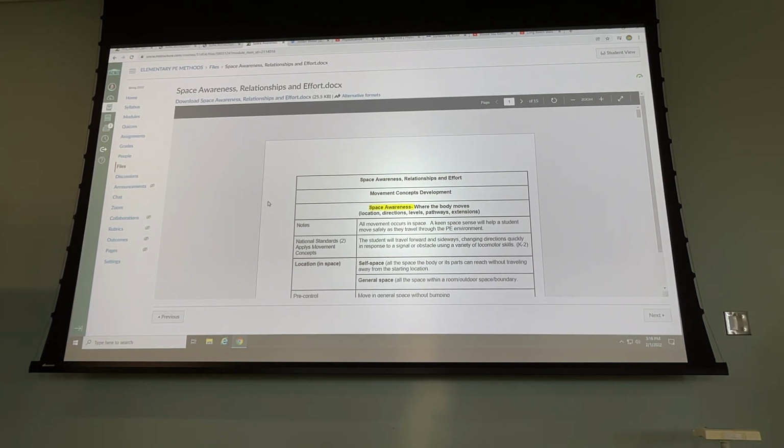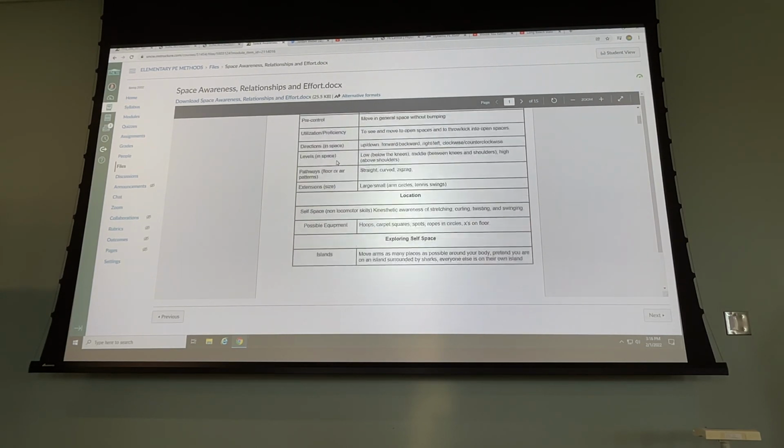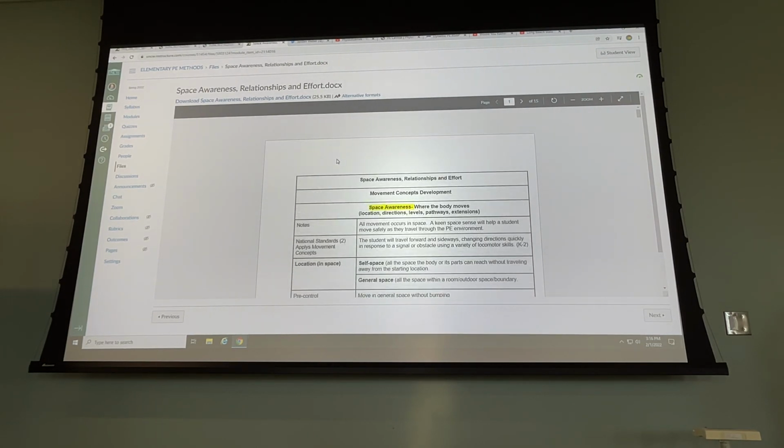Can they listen to your rules? That would be more affective. Can they find that self space and be cooperative? That would be affective. And yes, that can also be psychomotor. So some things can kind of carry over depending on what you're looking at. So we're going to look at a lot of these different skills today.